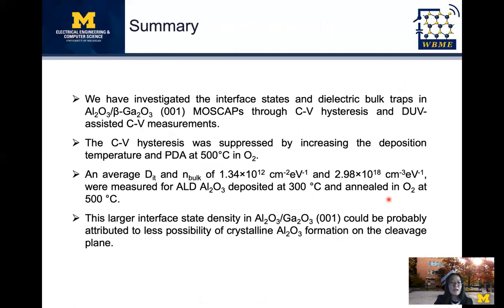In summary, we have investigated the interface state and dielectric bulk trap in aluminum oxide on beta gallium oxide 001 MOSCAPs through CV hysteresis and deep UV-assisted CV measurement. We also studied the effect of deposition temperature of ALD and post-deposition annealing conditions. We get the interface state for the 001 orientation, which is a little bit larger than the other orientation, and it can be attributed to the less possibility of crystalline aluminum oxide formation on the cleavage plane.